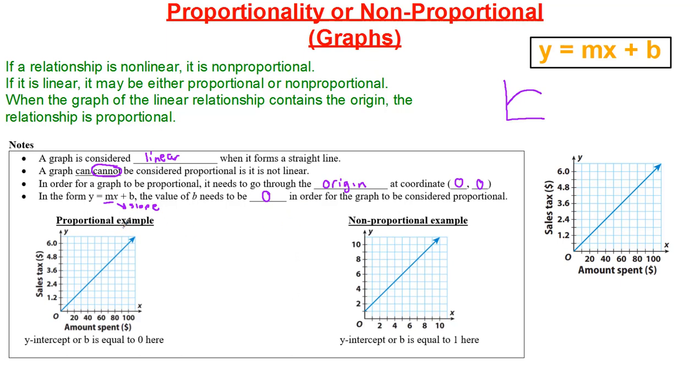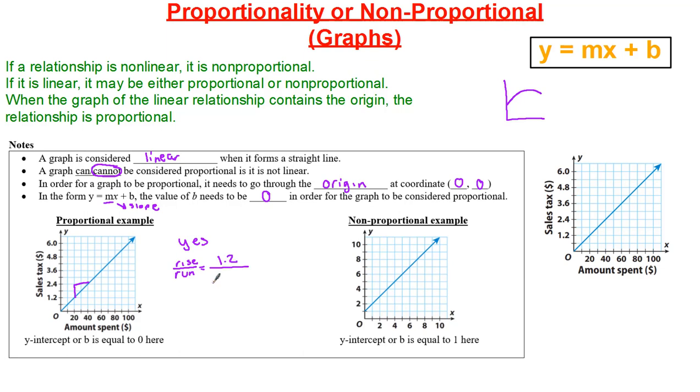Okay, so I have a couple of examples here. This is a proportional example. The reason being is because it goes through the point 0, 0 and it's linear. Okay, so is it proportional? Yes, it certainly is. Now, let's figure out what the slope is. So let's say the slope is the rise over the run. I'm going to put rise and then I'm going to put run. So how much is it going up? It goes from 1.2 to 2.4. So it's going up 1.2.